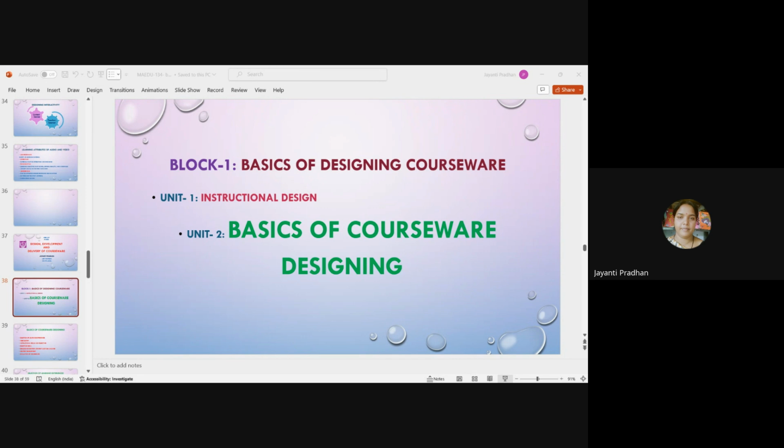Affective domain, five levels. Receiving, responding, valuing, organizing, characterizing. Okay. So receiving, responding, valuing, organizing, internalizing values or characterizing. Okay, these are the five levels.